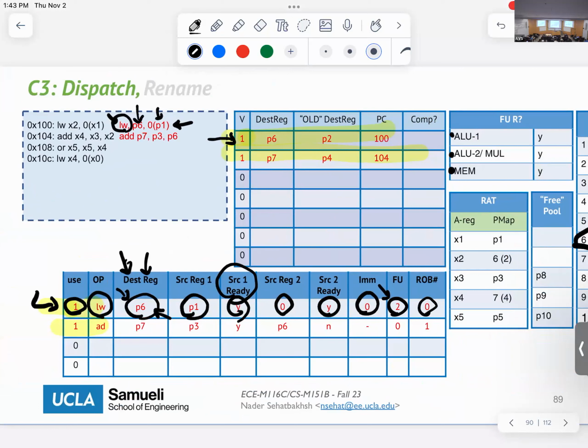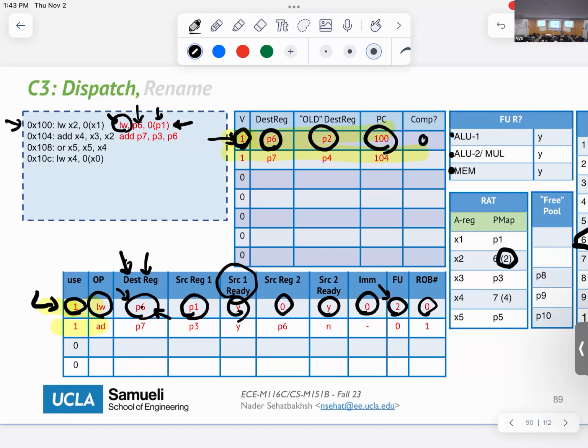So let's see what happens with my ROB. In my ROB, I'm going to change this value to 1 because now I'm occupying this lane. I'm going to put the destination register here. I'm going to put the old destination register here as well. How do I get that number? It's this number here, so I'm going to put P2 here. I'm going to save the PC here. And then the complete bit is equal to 0.